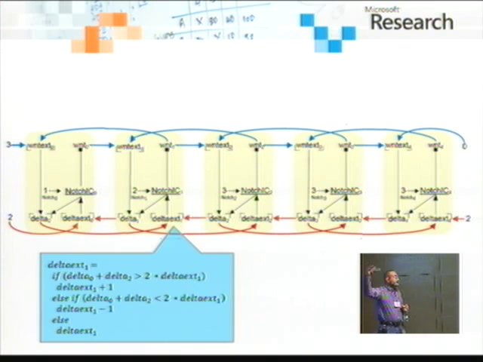So for delta x1, the next state of delta x1 depends on my neighbor deltas: if they're greater than 2 times my current value, in which case I get myself 1, or so on. Each of these variables has a little update function like this.